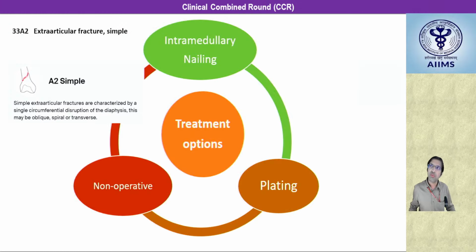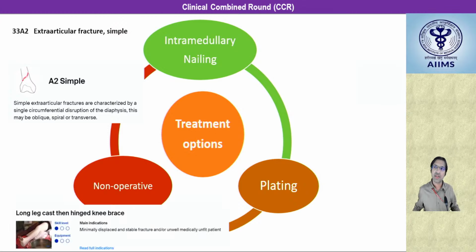So the normal treatment options for a fracture at this site are, first, non-operative management, which is basically wrapping the patient's leg in a circumferential cast for around 6 to 8 weeks, after which gradual mobilization of the knee joint and weight bearing can be done.